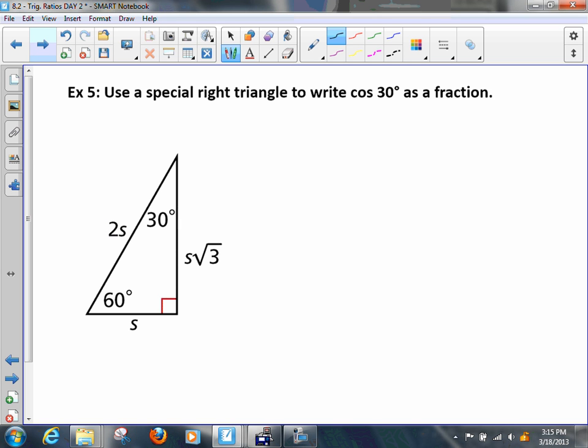Cosine of 30 degrees. Circle the 30-degree angle. Why? Because that's what it's asking for.